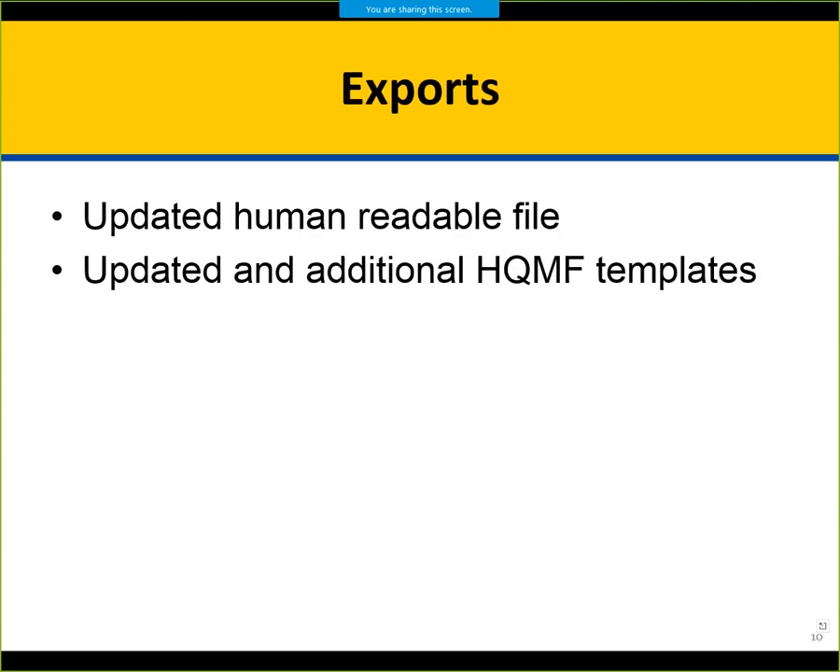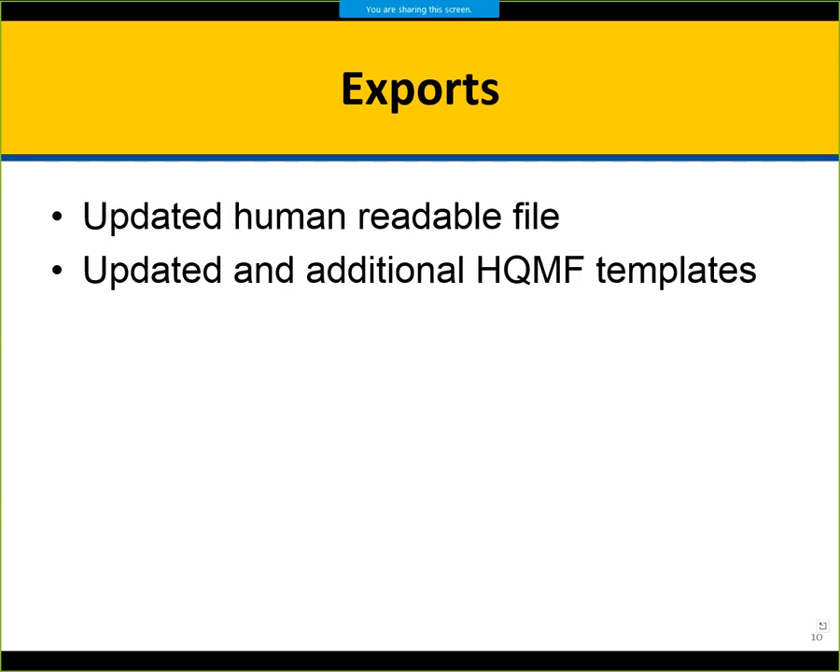There have been a few updates to the measure exports that we would like to share with you. First, the human readable file was updated to include a stratification declaration in the population criteria section for cohort measures. The human readable and the population criteria section are now consistent with each other.